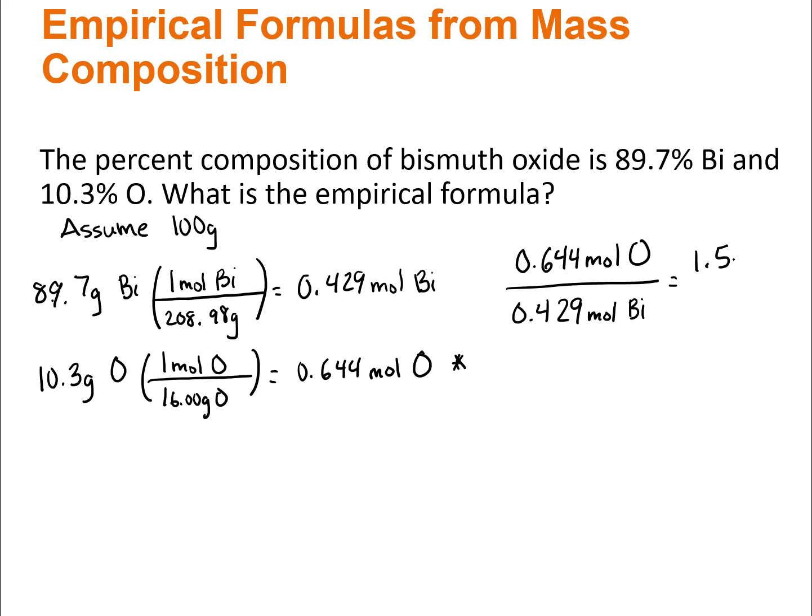But remember, what that's really saying is you have 1.5 moles of oxygen for every 1 mole of bismuth. Now, we can't put that as an empirical formula because it's not a whole number. But if we multiply by 2, then we get this.